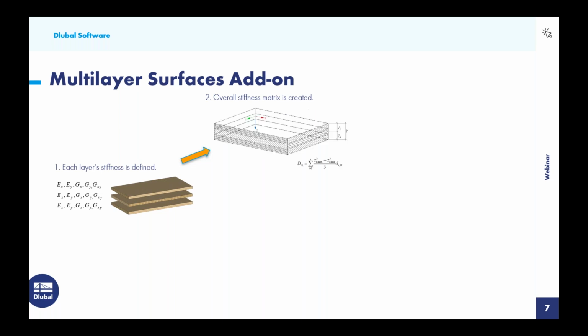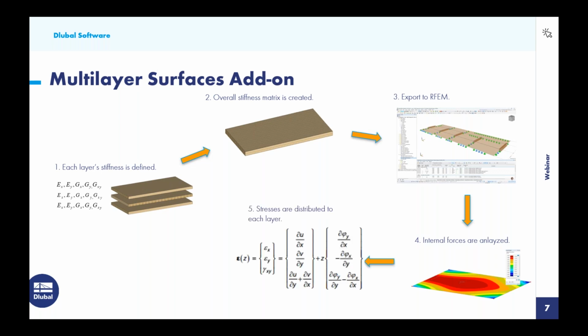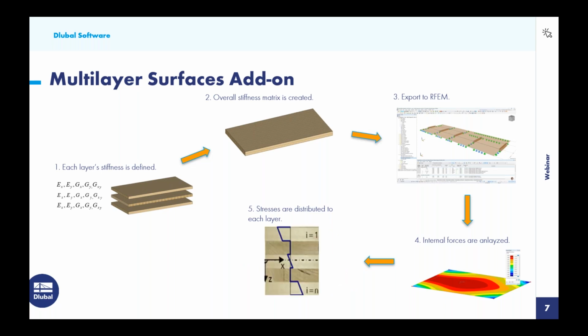And again, through the laminate theory, here's a sample calculation for the D11 entry, considering all of the individual layers. Once this is determined, we export this back out to RFEM, we apply the loads, we run the calculation, and for each one of these surfaces, we're going to get internal forces. And from these internal forces within the surfaces through a series of equations, we're going to determine the stresses. And we're further going to take those stresses and distribute them back to each individual layer of our CLT panel. So when we look at something like a 5-ply layup, we might see the stress distribution look something similar to this.